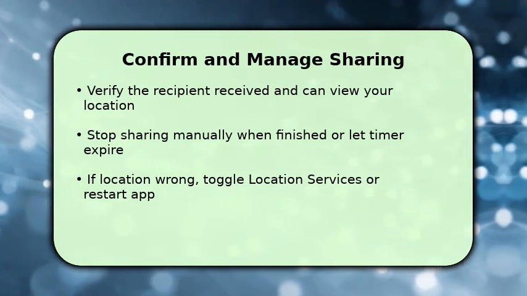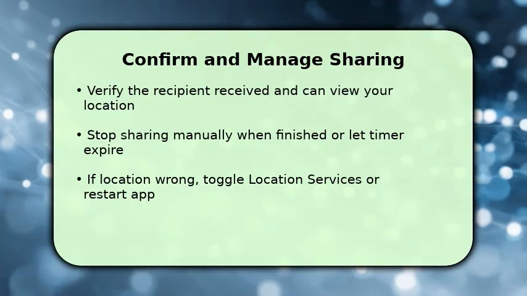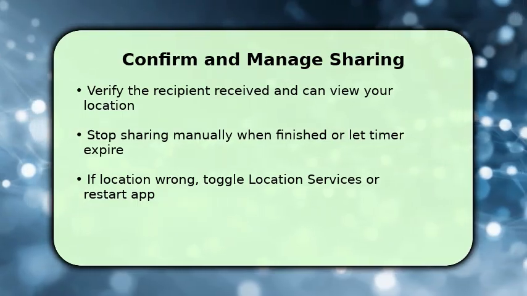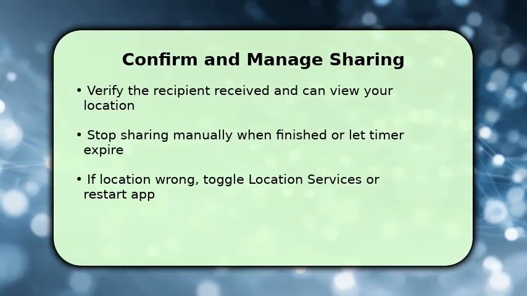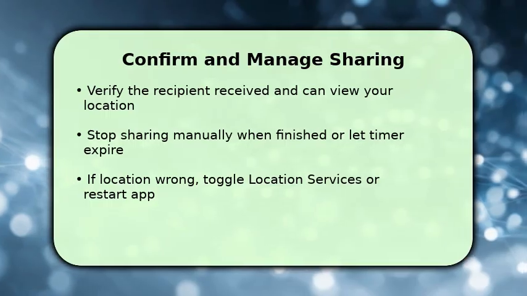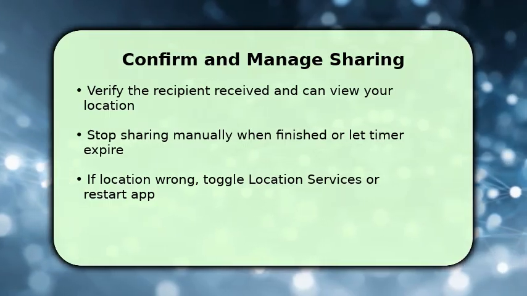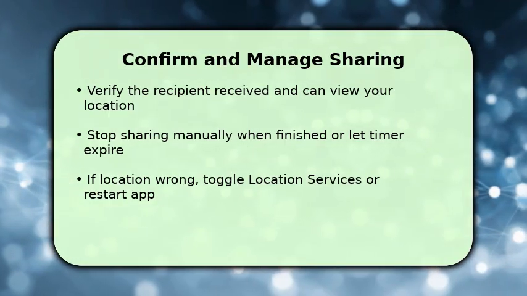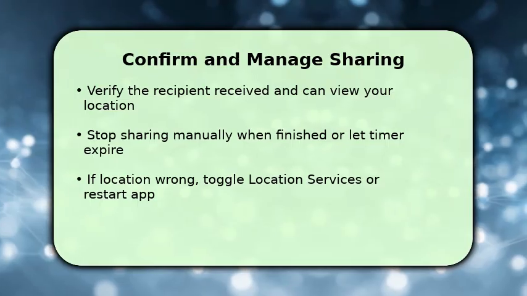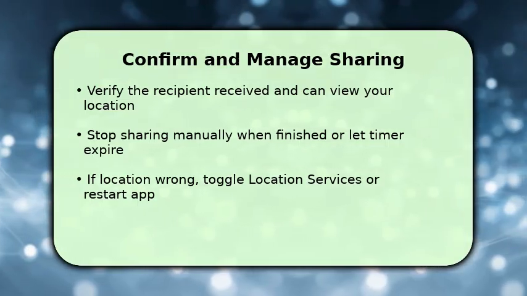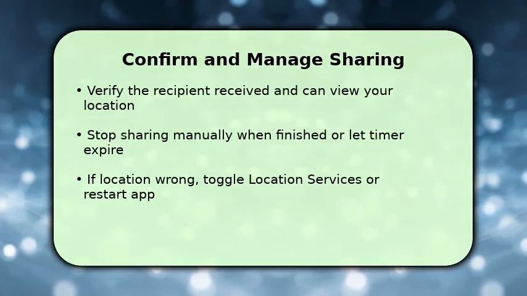When you no longer want to be visible, stop sharing manually in the app or let the preset timer expire to automatically end it. If the other person reports the wrong spot, toggle location services off and on, ensure accurate network or GPS signals, or restart the app. This usually fixes stale or inaccurate coordinates. Keep control by reviewing permissions and active shares regularly.